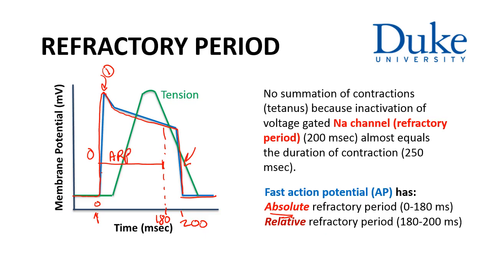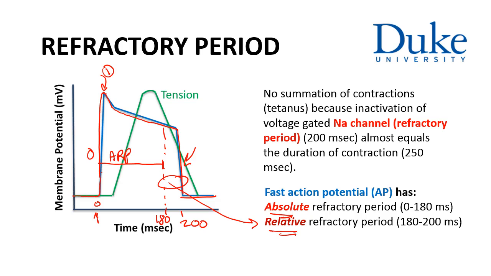There is, between 180 and 200 milliseconds, a period where some of those voltage-gated sodium channels have now closed. So they've moved from an inactive state to a closed state. And under these conditions, they can be reopened if there is a stimulus at this point. And so under the relative refractory period, which occurs between 180 and 200 milliseconds, a stimulus then could cause a second action potential.